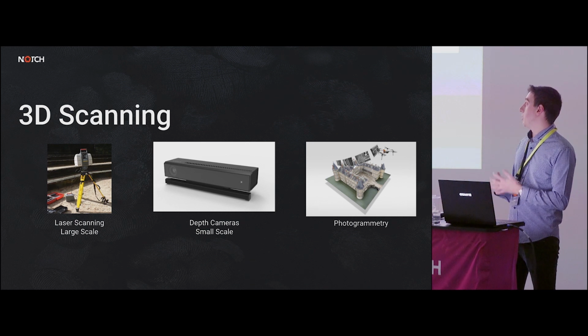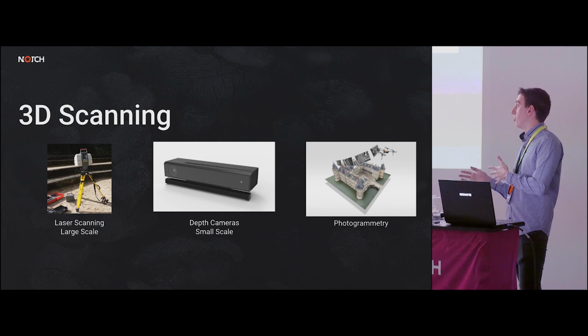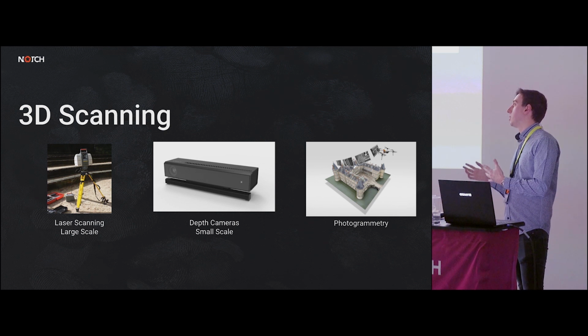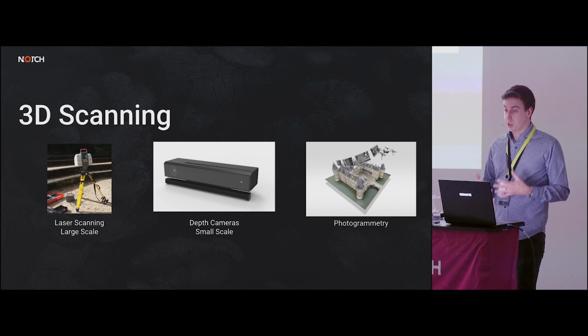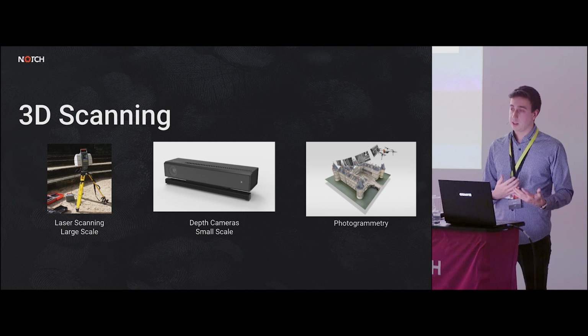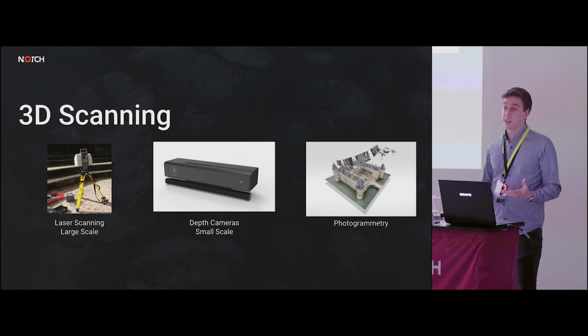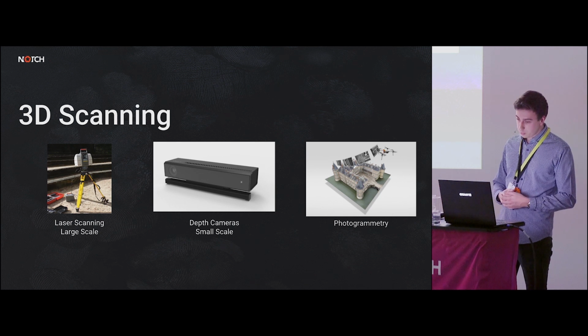Depth cameras would be for a smaller scale. If we move aside from projection mapping a building, and you want to projection map something a bit smaller, such as shoes or a figurine or anything like that, you'd use something like a depth camera, like an Xbox One camera or an Intel RealSense camera.